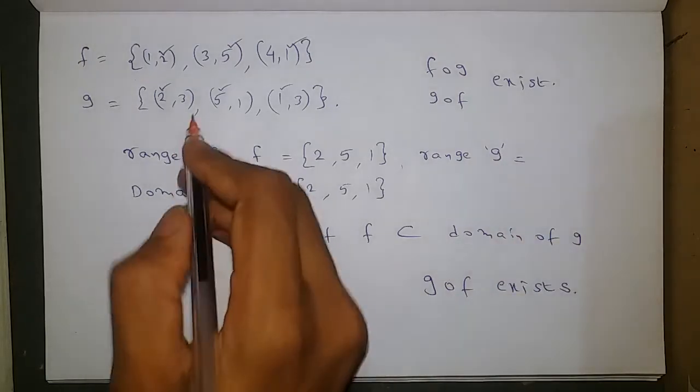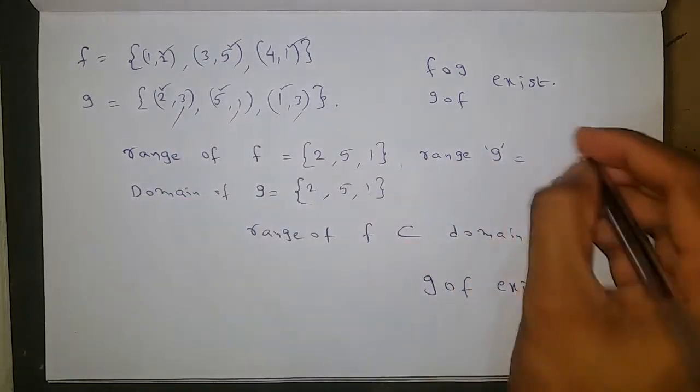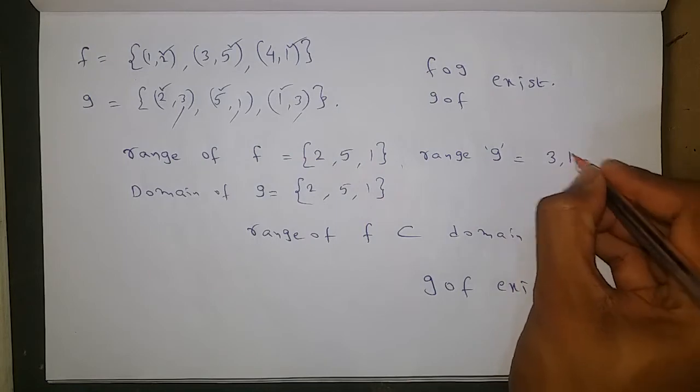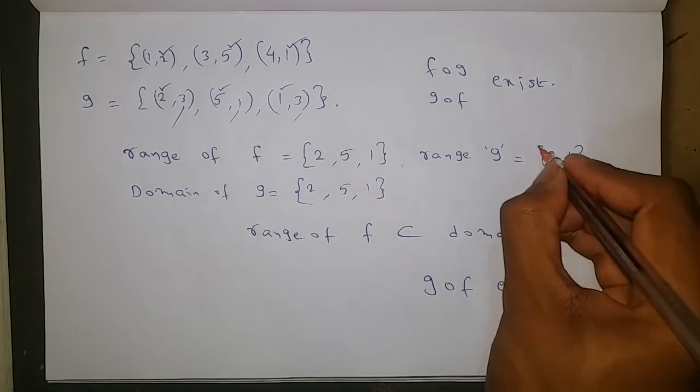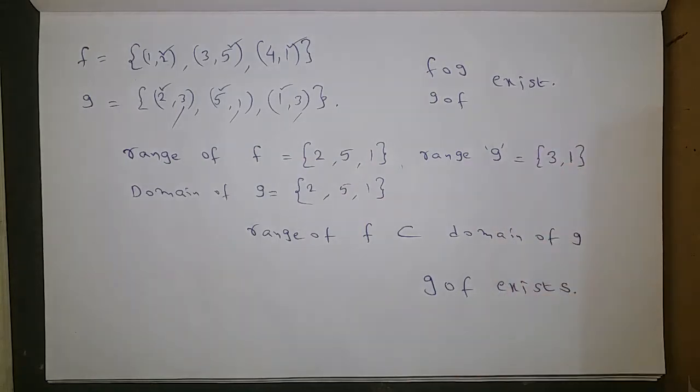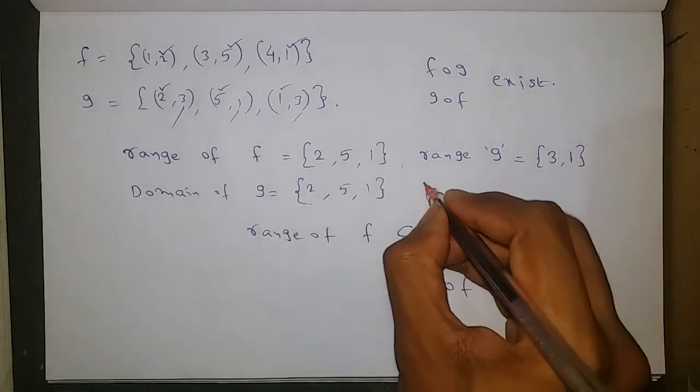So the range is nothing but the second elements: 3, 1, 3. Since 3 appears two times, I am writing it only once. Now the range of g.